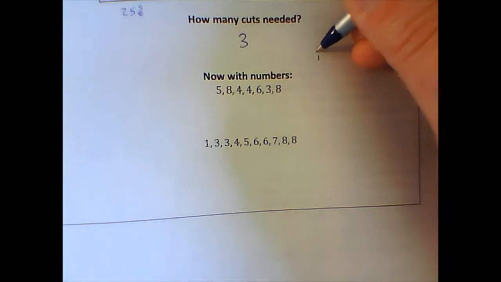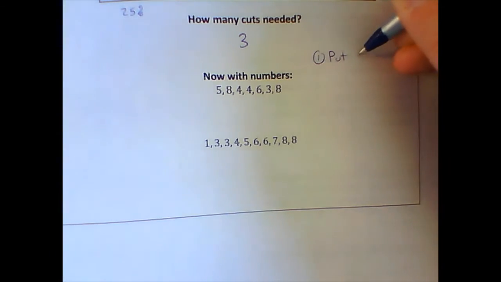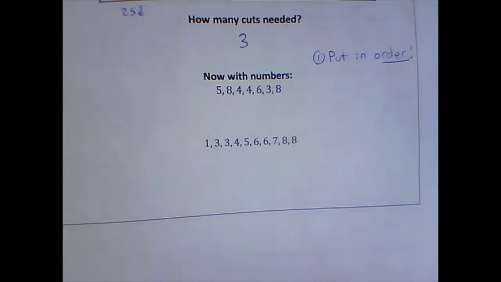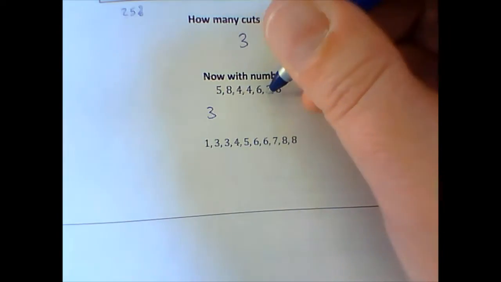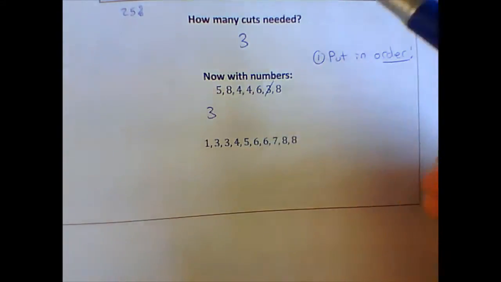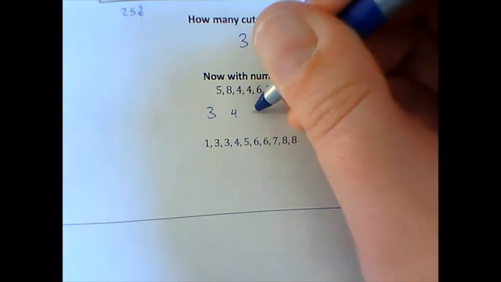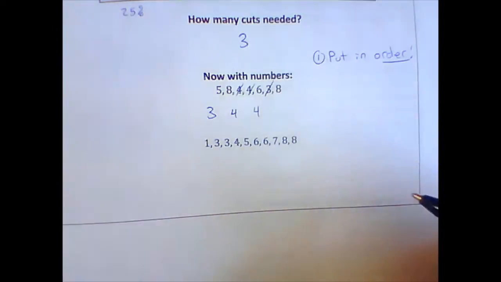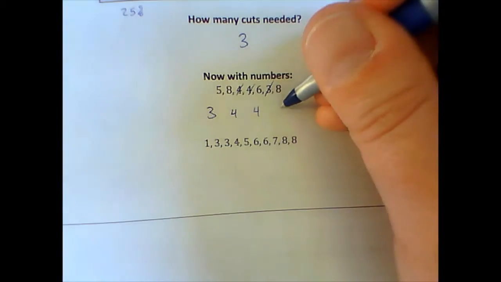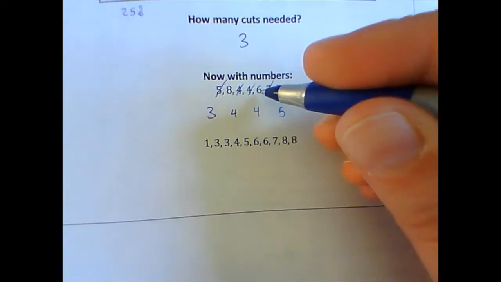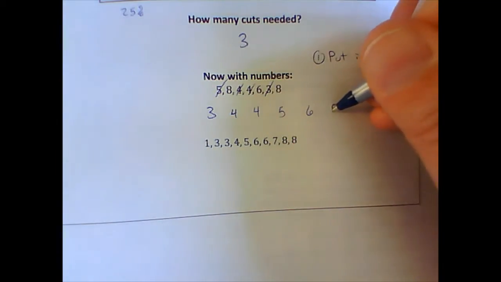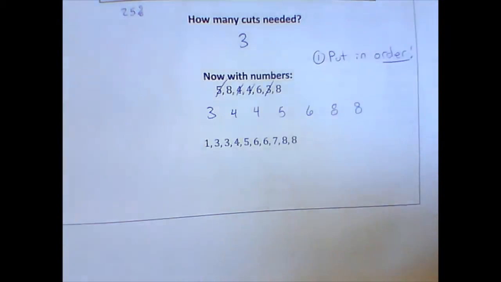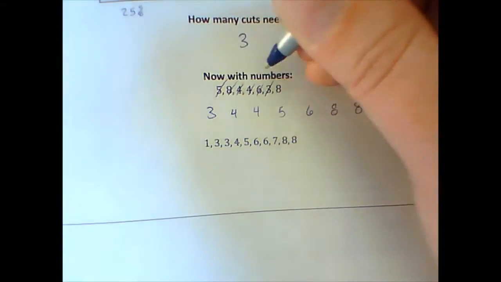Okay. So, in order to find these funny keywords with numbers, first thing we're going to do is put these numbers in order. Because the first thing we're going to find is the median, and in order to find the median, we've got to put them in order. So we've got a 3, 4, 4, here comes a 5, and there's a 6, and then a couple of 8s. So we've got them all in order.